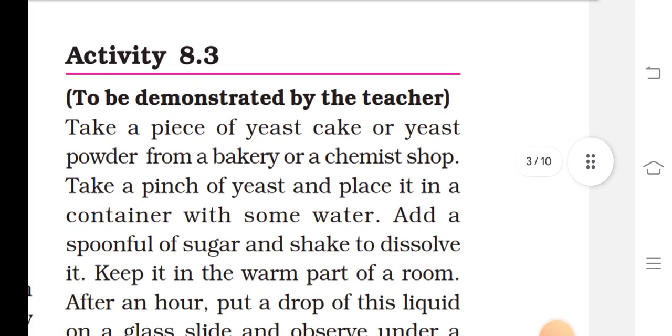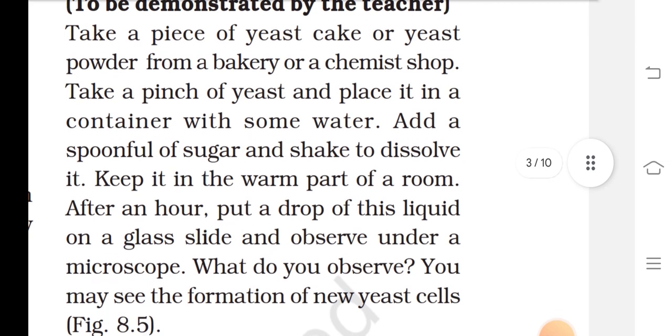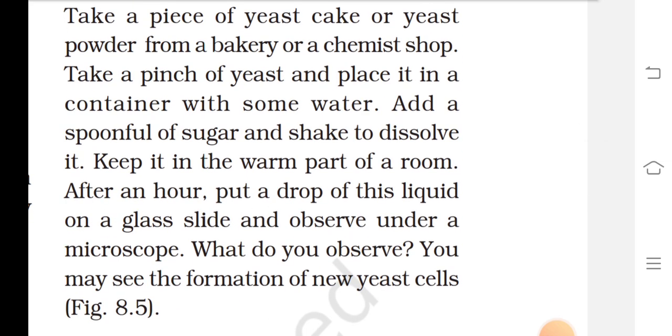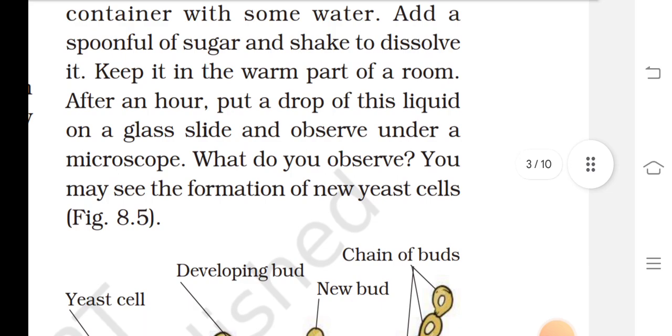To be demonstrated by the teachers. Take a piece of yeast cake or yeast powder from a bakery or chemist shop. Take a pinch of yeast and place it in a container with some water. Add a spoonful of sugar and shake to dissolve it. Keep it in the warm part of the room.